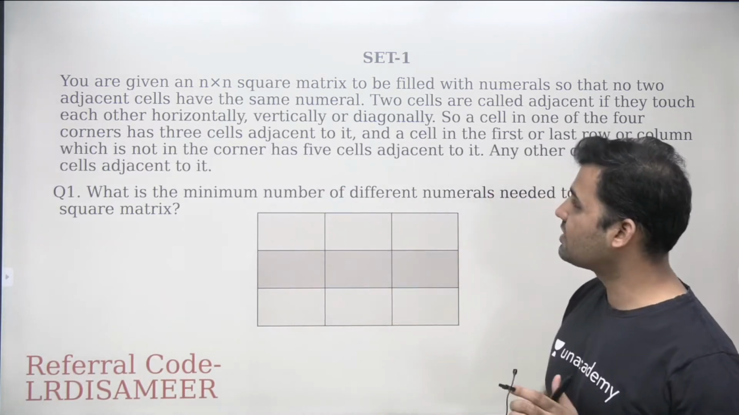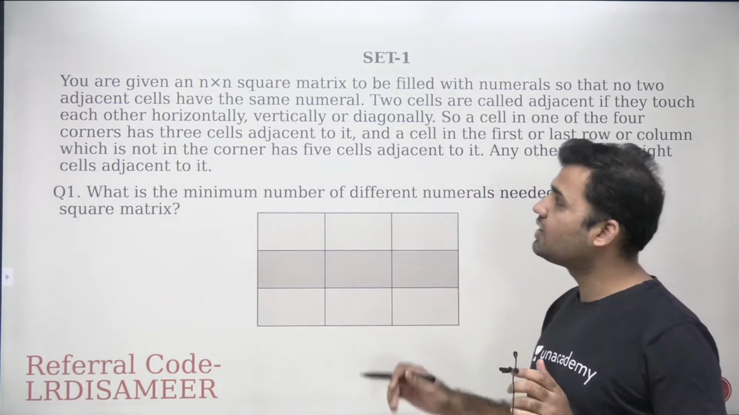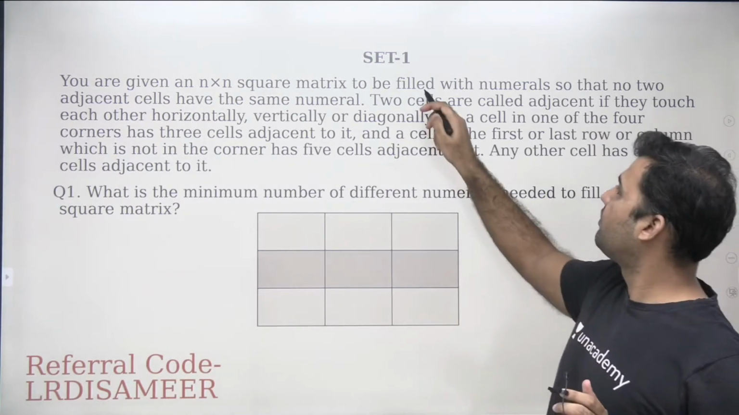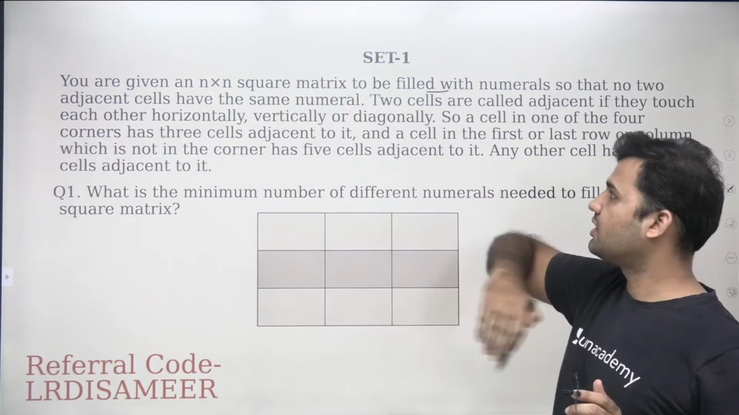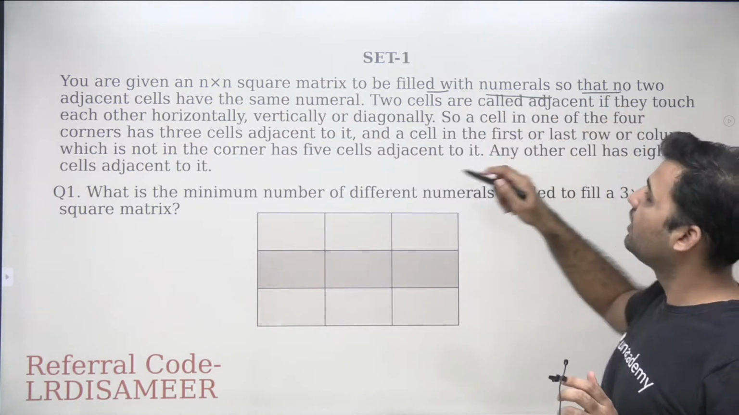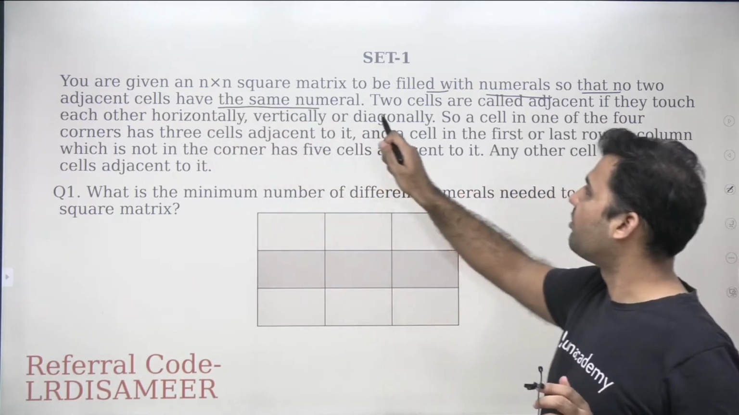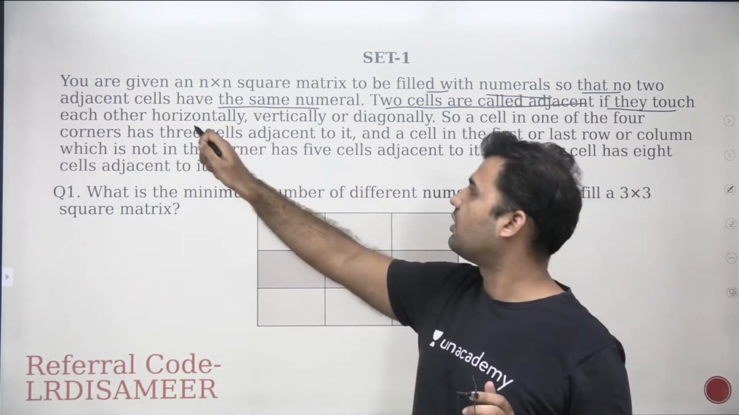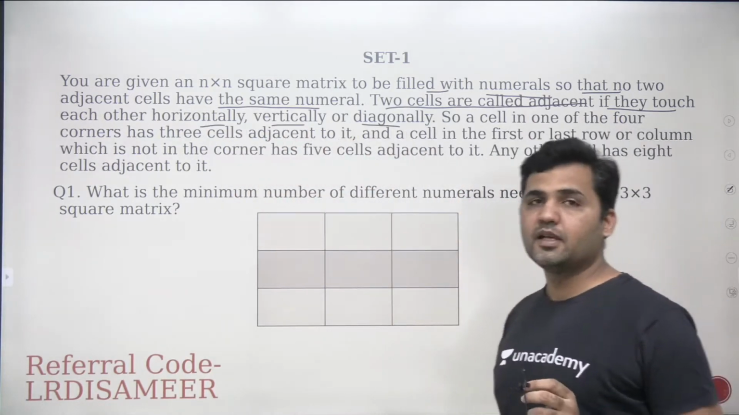For example, here in this case, the information says you are given an n into n square matrix to be filled. N into n square matrix, you should know what that is, right? We are supposed to fill it with numerals so that no two adjacent cells have the same numbers. And two cells are called adjacent if they touch each other horizontally, vertically or diagonally.